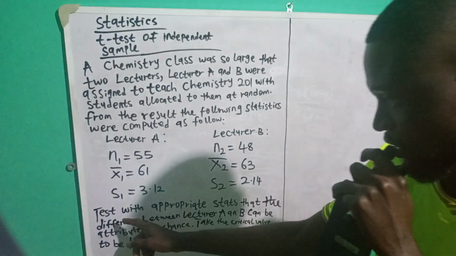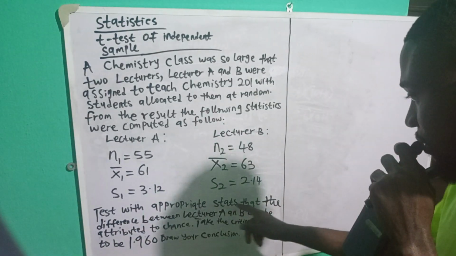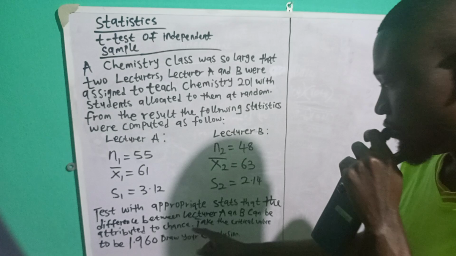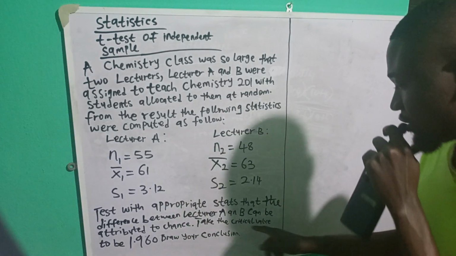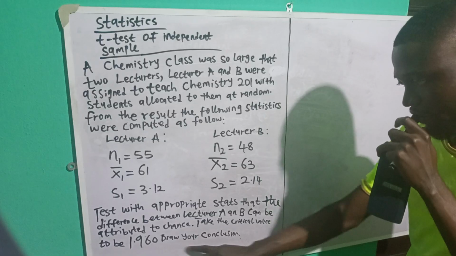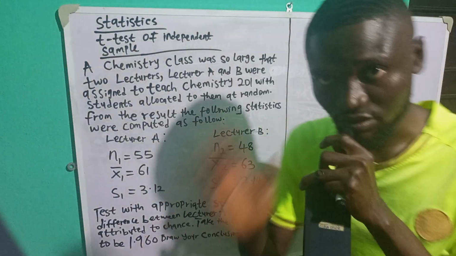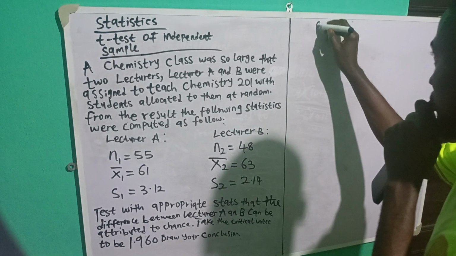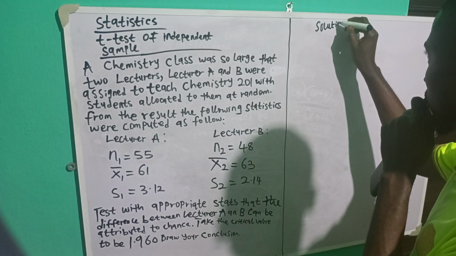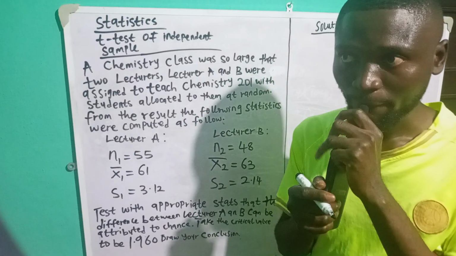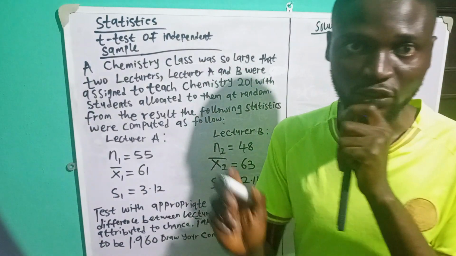Now look at what the question says: that we should test with appropriate statistics whether the difference between lecturer A and lecturer B can be attributed to chance. Then we should take the critical value to be 1.960 and also draw our conclusion. This is very easy. Let's get at it. So we have the solution. The first thing we are going to do is to determine the null hypothesis and the alternative hypothesis.